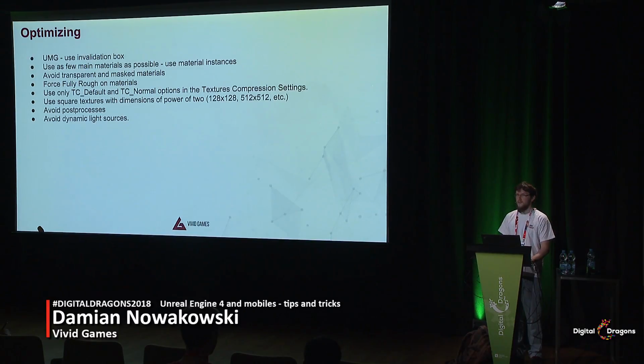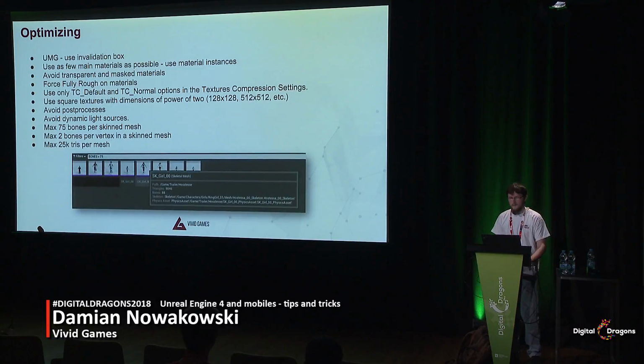Try to avoid dynamic light sources, which are also very heavy on mobiles, and set yourself limits for the maximum number of bones per skinned mesh and the maximum number of triangles per mesh. In fact, when you enter the editor content browser, you can use expressions to check if you don't have any objects that, for example, have more than 75 bones.